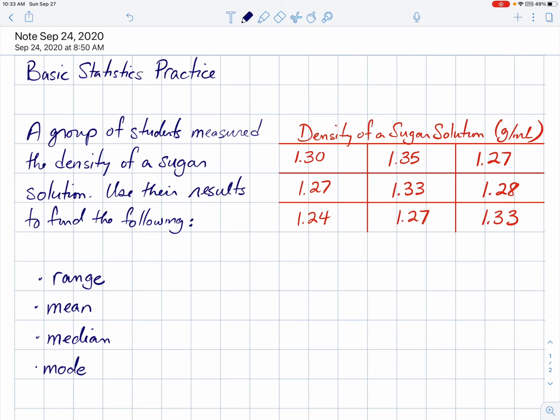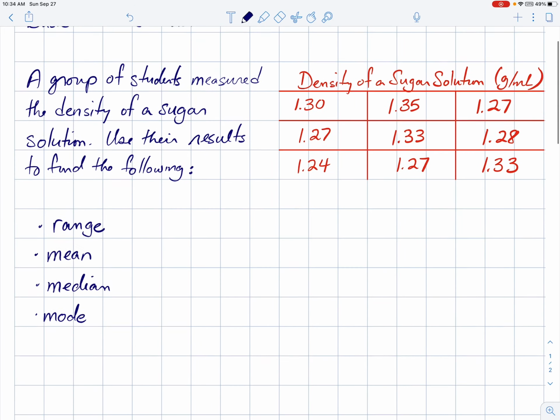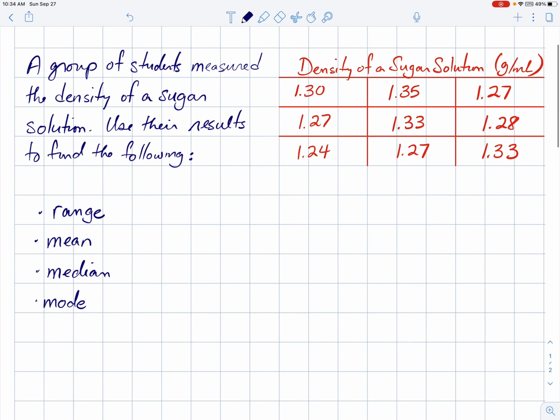So we want to calculate the range of the results, the mean, the median, the mode, and at the end we'll also look at the true value for the density, and we'll calculate the error and the percent error based on the mean.